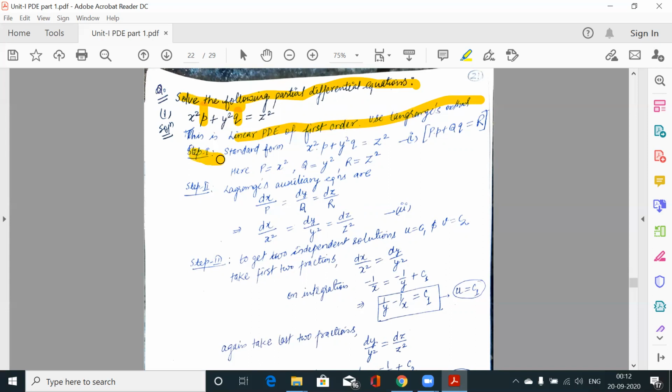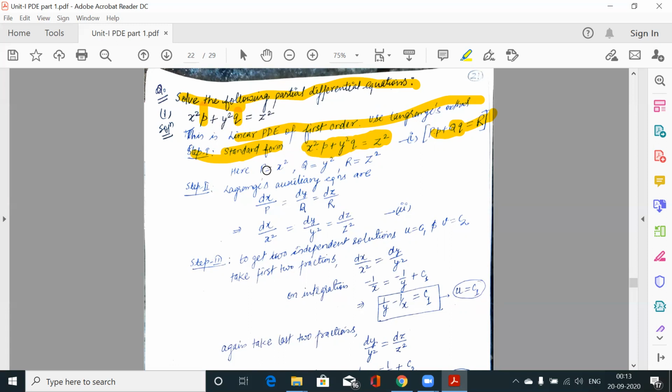And what is step one? Step one is to make the given question in the standard form. And what is that standard form? Capital P into small p plus capital Q into small q is equal to capital R. So this question is already in standard form, right? Because this is capital P into small p plus capital Q into small q, equal to something, whatever is left on the right hand side. So this equation is already given in the standard form. So the first step is complete.